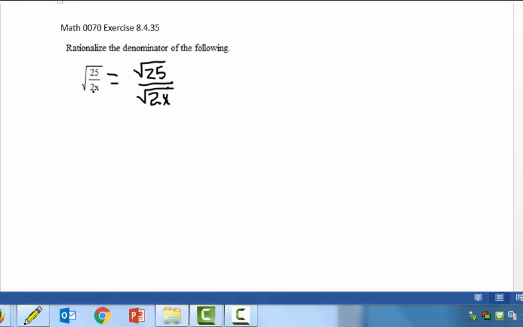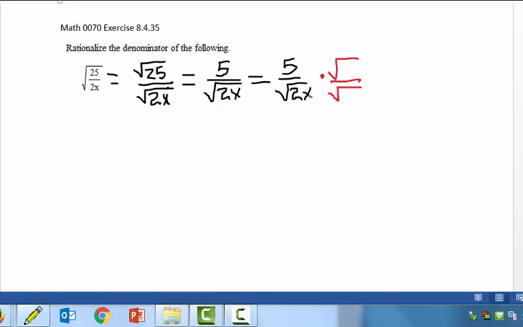Instead of dividing first, we're saying let's apply the radicals first. So this is 5 over the square root of 2x. And now I want to rationalize this denominator. That means I want to get rid of the radical in the denominator, but I don't want to change the value of the problem. So since the denominator has a square root in it, I want to multiply by a square root over itself.